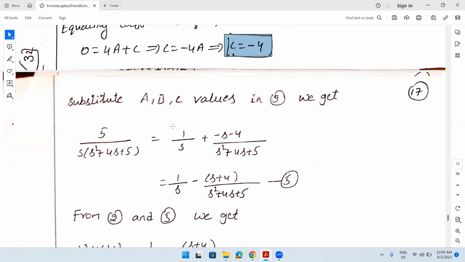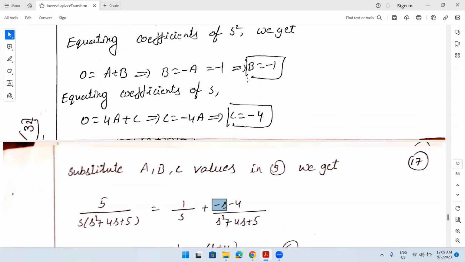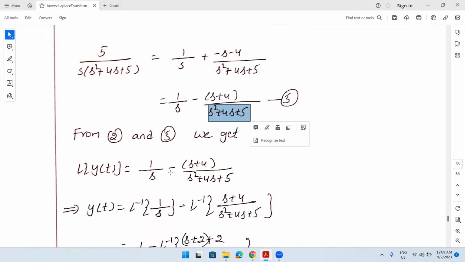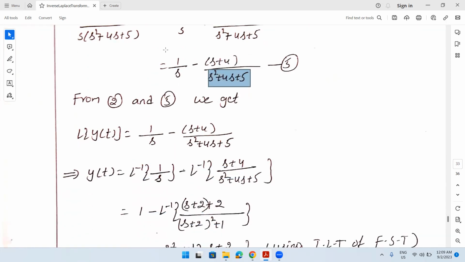Substitute all these things. A by s, that is 1 by s. Bs, what is the b value? Minus 1s. Plus c, c is minus 4, by s square plus 4s plus 5. Like this, we get the partial fraction. And taking the minus outside, s plus 4 by s square plus 4s plus 5. And we apply inverse Laplace transform. L inverse of 1 by s is 1. L inverse of s plus 4 by s square plus 4s plus 5.